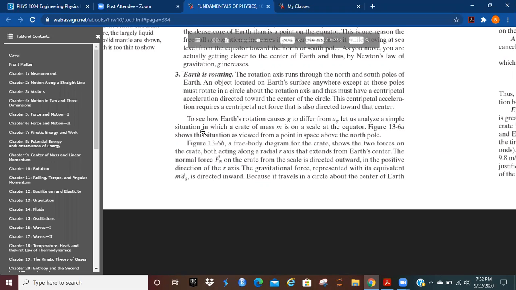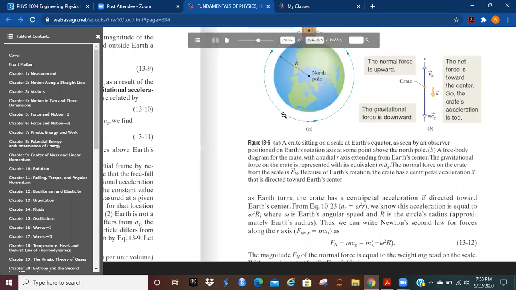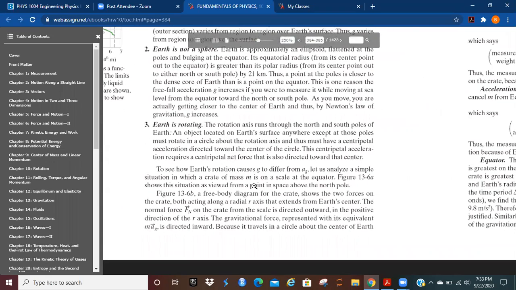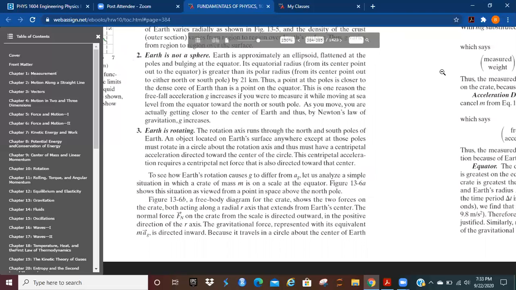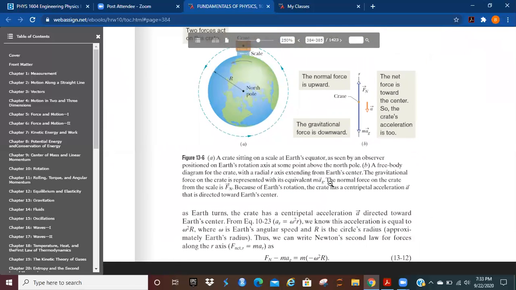All right, so we're going to analyze a situation in which a crate of mass m is on a scale at the equator. Right there. A free body diagram for the crate shows the two forces on the crate, both acting along a radial r axis that extends from Earth's center. The normal force on the crate from the scale is directed outward in the positive direction of the r axis. The gravitational force, represented with its equivalent m times acceleration due to gravity, is directed inward. Because it travels in a circle as the Earth turns, the crate has a centripetal acceleration a directed towards the Earth's center, just what you see here.